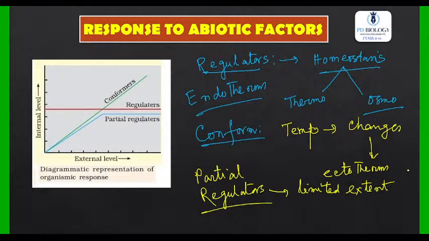Further, it is not essential that a regulator of one attribute would be a regulator of other attributes as well. If the unfavorable extreme condition remains only for a short period of time, the organism has other alternatives. So they can migrate temporarily from the unfavorable habitat to a favorable habitat and return when the unfavorable period is over.